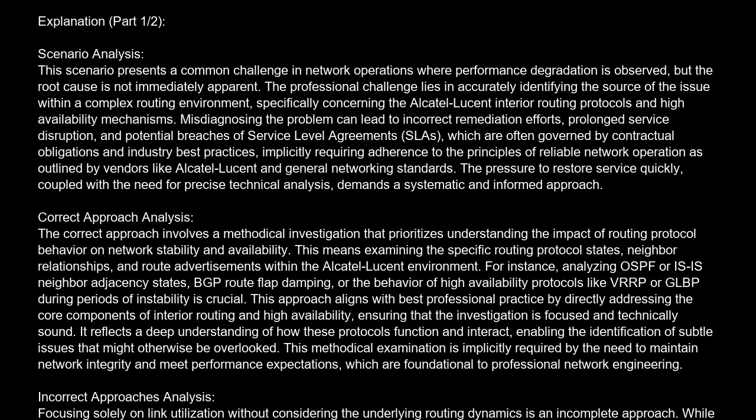Incorrect approaches analysis. Focusing solely on link utilization without considering the underlying routing dynamics is an incomplete approach. While high utilization can be a symptom, it doesn't explain why traffic is being routed inefficiently or why failover mechanisms might not be engaging correctly. This could lead to misdirected troubleshooting efforts, such as attempting to upgrade link capacity when the actual problem lies in suboptimal route selection or a failure in the high availability protocol state machine.